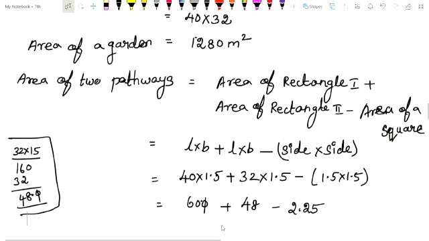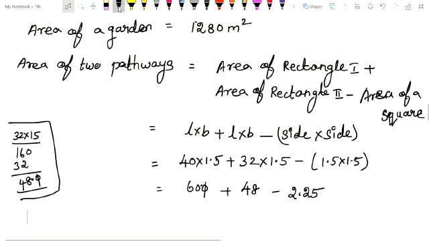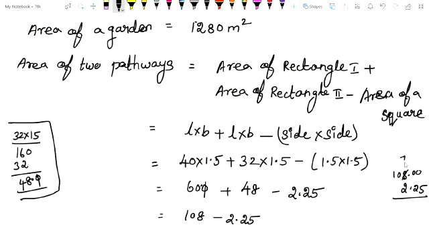Now here 60 is there plus 48. What you will get, children? 60 plus 48 will get 108, minus 2.25. Now subtract this. 108.00 minus 2.25. So borrow this, 9 becomes 10. 10 minus 5, 5. 9 minus 2, 7. 0.7 minus 2, 5. 0, 1. So what you are getting?